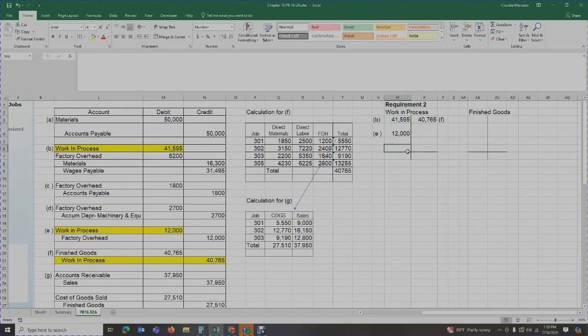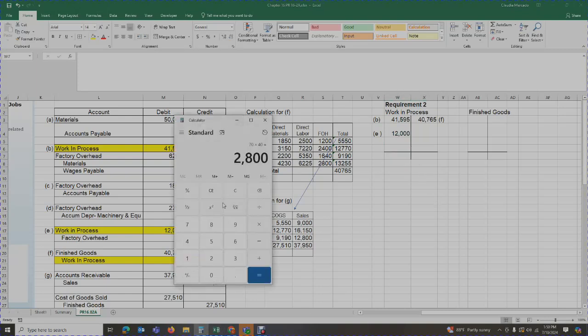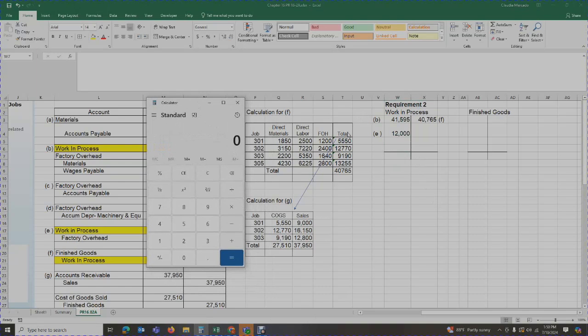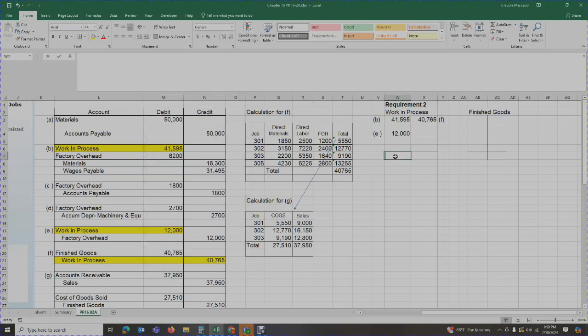So now let me do my calculation. I'm going to add my 41,595 plus my 12,000. That gives me 53,595. I'm going to subtract my credit of 40,765. So that's going to give me an ending balance of 12,830 debit to that account. So my balance is 12,830. So that is work in process.